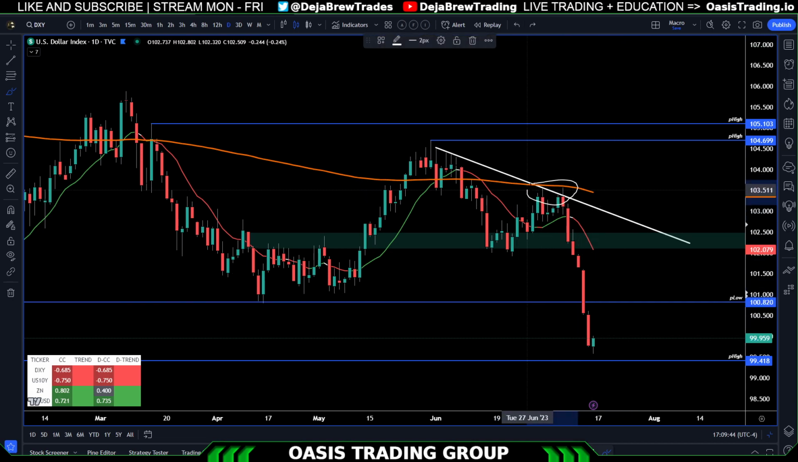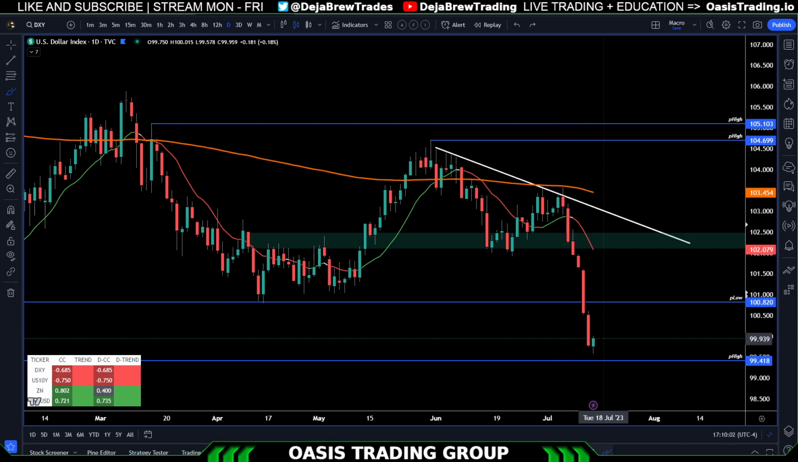We saw a failure of the 200. We lost this major support. And we did not sweep the lows. We just completely nuked through the lows. So this is not a liquidity grab. They are not looking for liquidity here. This is a very bearish impulse.